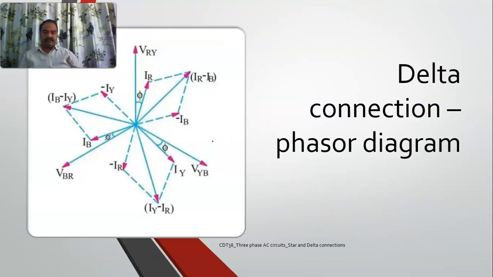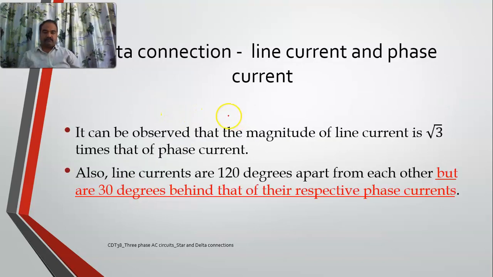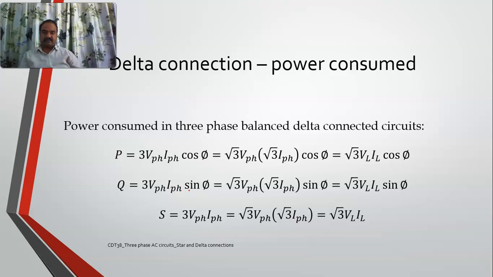Okay, and see here, this is the delta connection which I have tried to draw for you. This is all what I have explained. See here, line currents are 120 degrees apart from each other, but are 30 degrees behind their respective phase currents. And similarly, the active power equation remains the same.